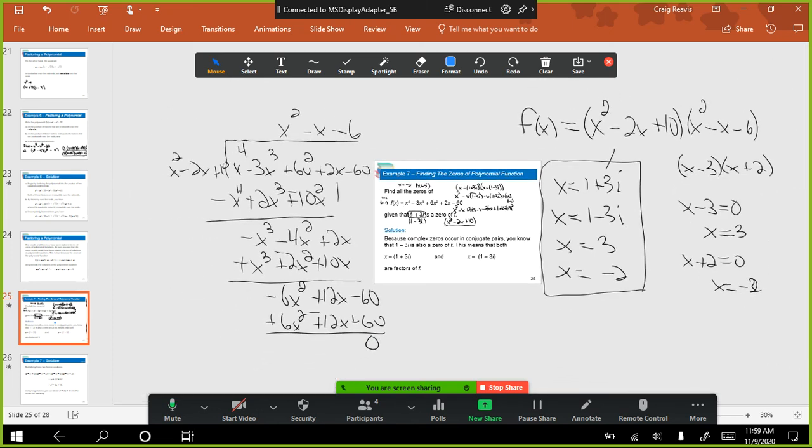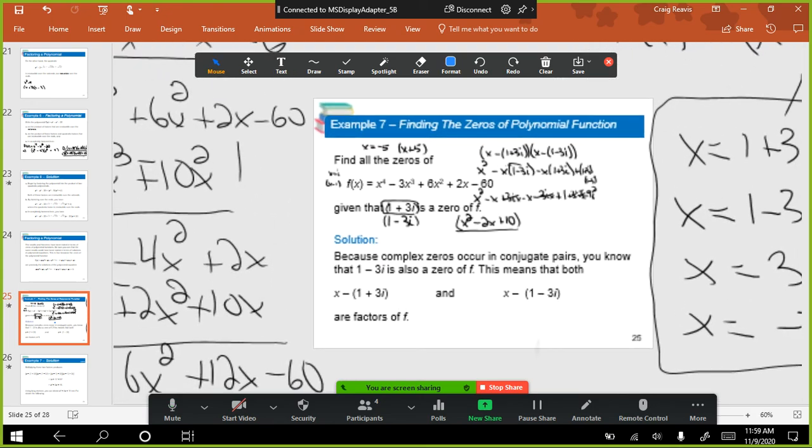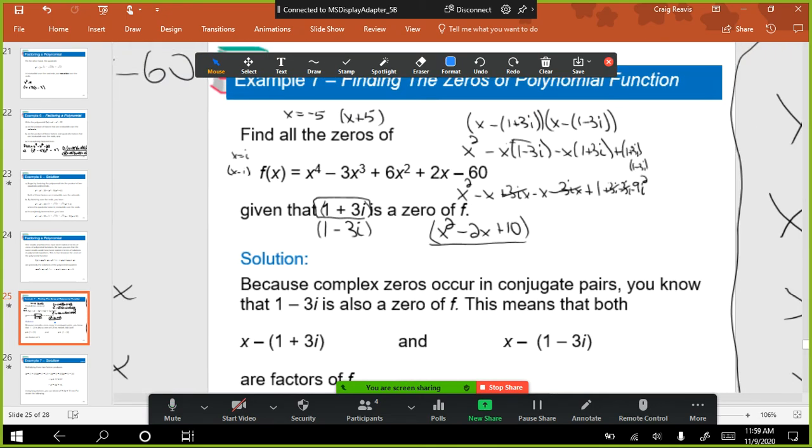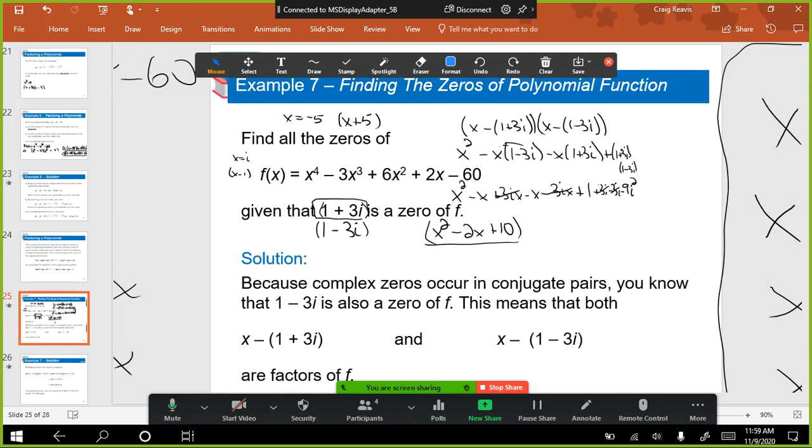So let's step back through that because that's a lot of stuff. All right, they asked us to find all the zeros. They gave us that 1 plus 3i is a 0 of f. Well, since that's a complex 0, I know its conjugate is also a 0. So I know 2 of the zeros. So what I need to do is divide the factors that led to these out of this polynomial to see what's left so that I can factor it and see what other zeros are there.